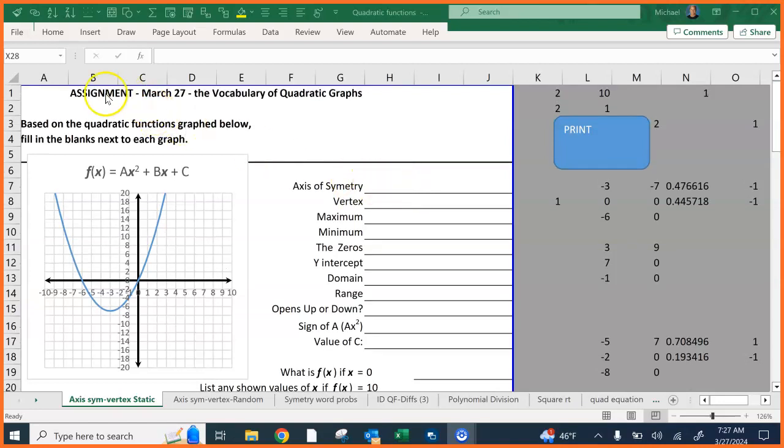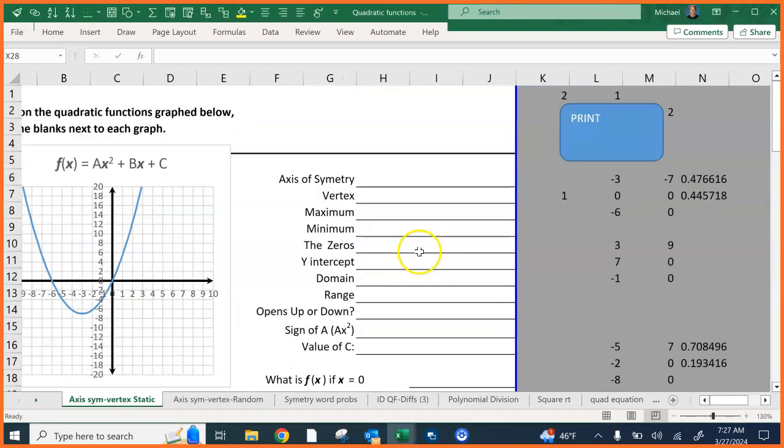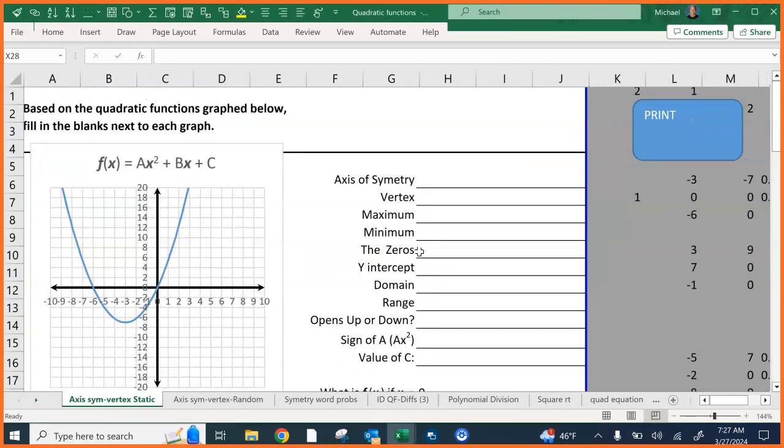Okay, so here we are in the assignment, March 25th, the vocabulary of quadratic graphs. So again, we know the quadratic graph is kind of like a U shape when it opens up, when it starts at this vertex right here. So let me make this bigger. A few parts of it.